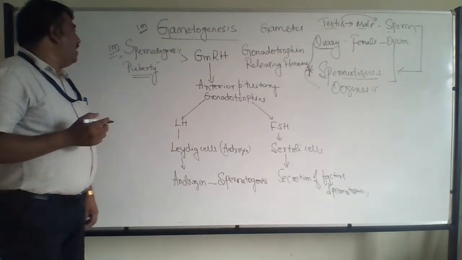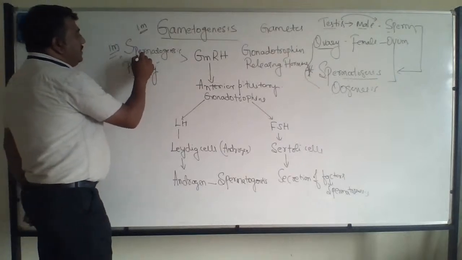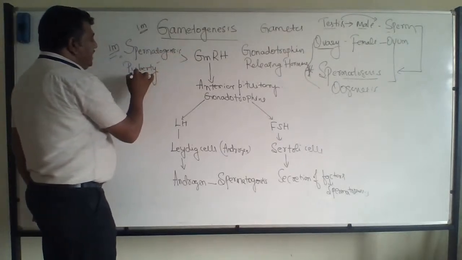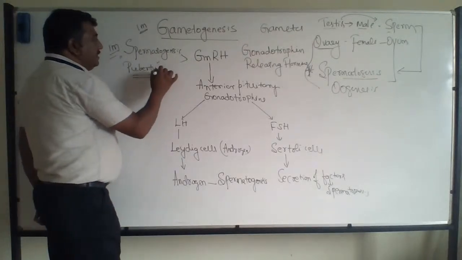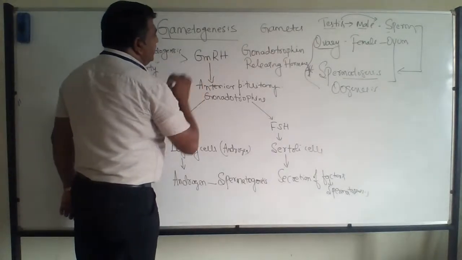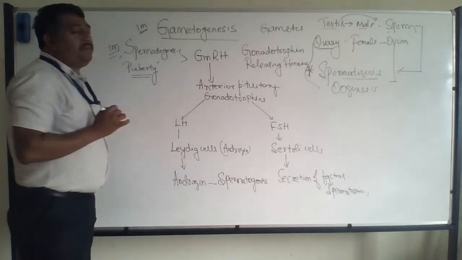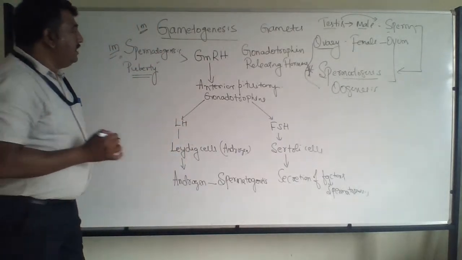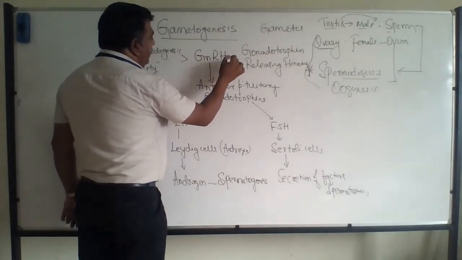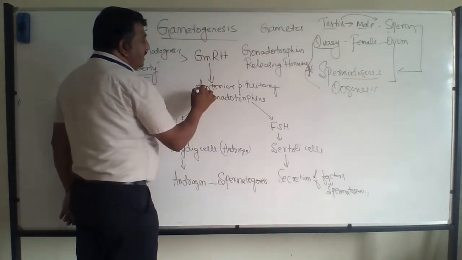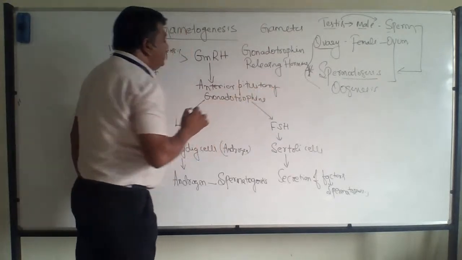Gonadotropin releasing hormone. Okay. Spermatogenesis in the case of a male starts at the age of puberty. Why? Due to the significant increase in the gonadotropin releasing hormone, which acts on the anterior pituitary.